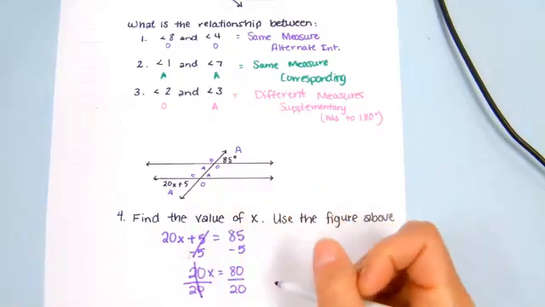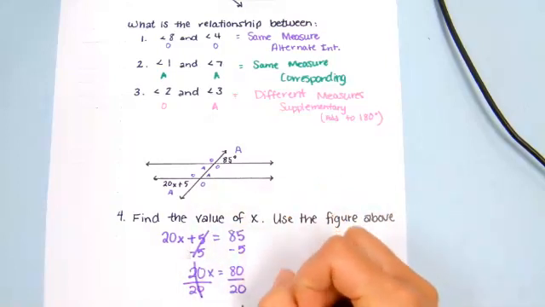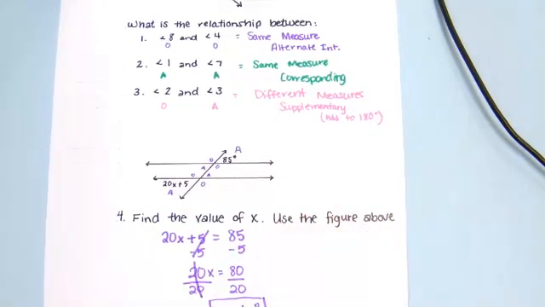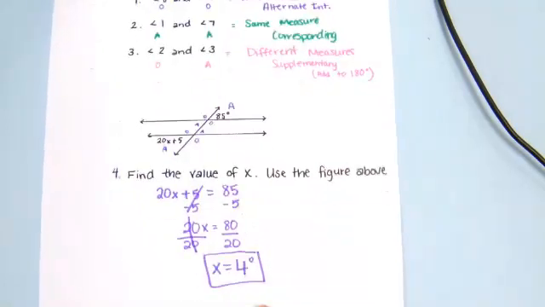Yell it out. X equals what? 4. 20. How did you get 25? Jerry? Nope. Oh, wrong thing. Okay, so x equals 4 degrees. Jeffrey. Great.